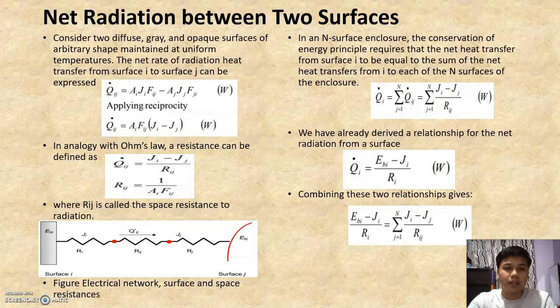In an N-surface enclosure, the conservation of energy principle requires that the net heat transfer from surface i be equal to the sum of the net heat transfer from i to each of the N surfaces of the enclosure. We have already derived a relationship for the net radiation from a surface, which is Q dot i equals E_bi minus J_i divided by R_i. When combining these two relationships, we get E_bi minus J_i divided by R_i equal to the sum of J_i minus J_j divided by R_ij.